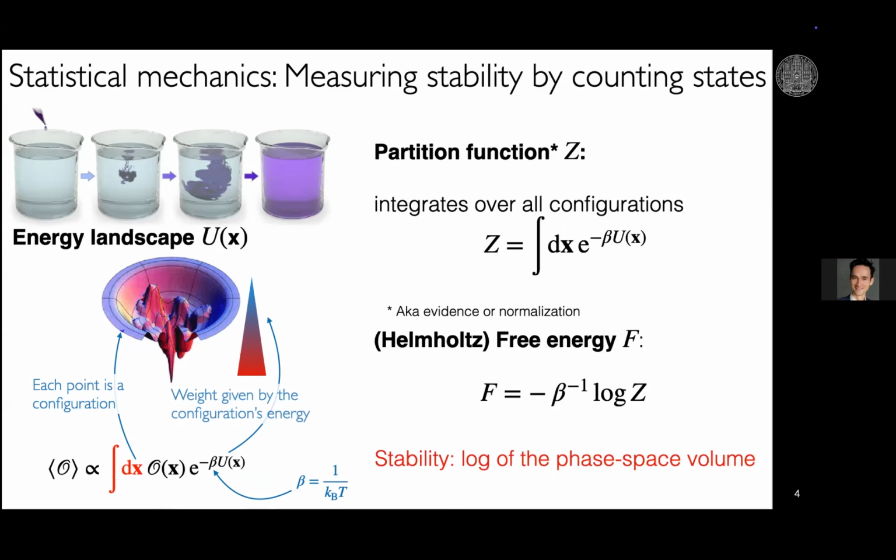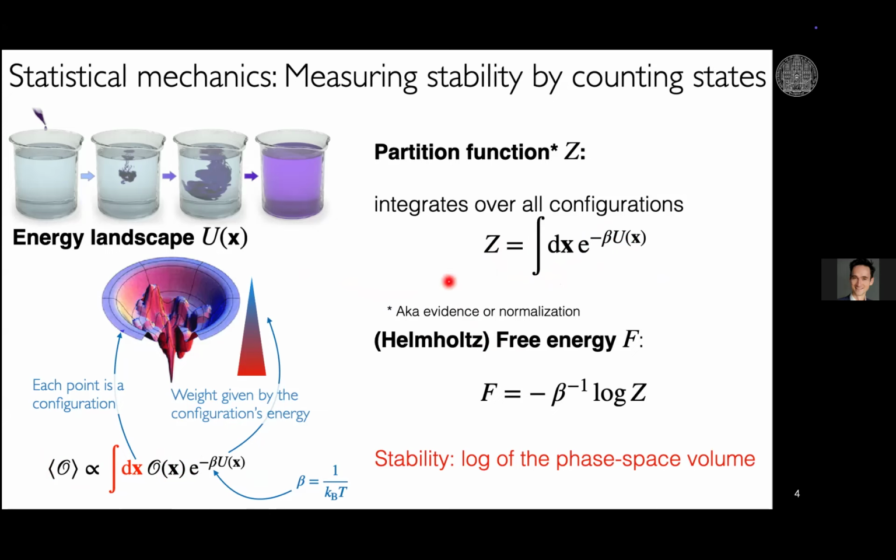Okay, and so what it tells you is that this integral is going to be relevant even if you don't take into account this observable. Really, you're thinking about integrating over all the possible microstates. This gives you the partition function, which you may in other fields call the evidence or the normalization. But this tells you that this integral over all the states is going to be relevant. It's going to be an object that's useful to compute.